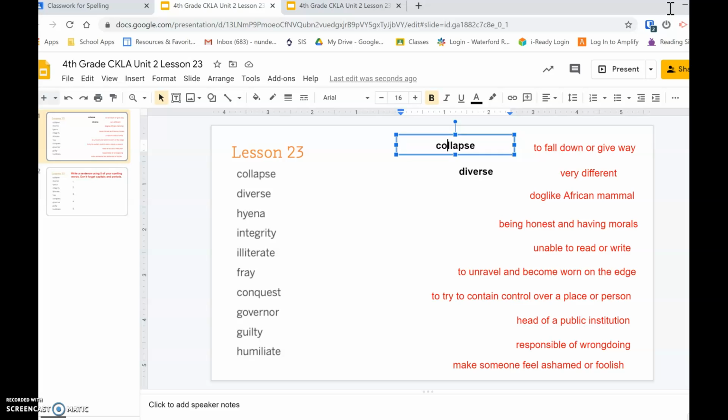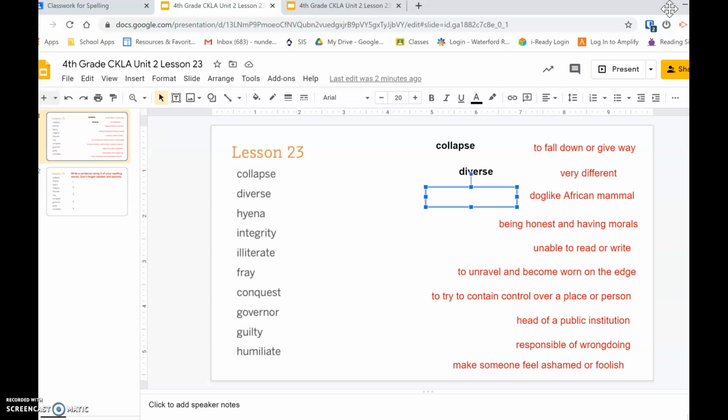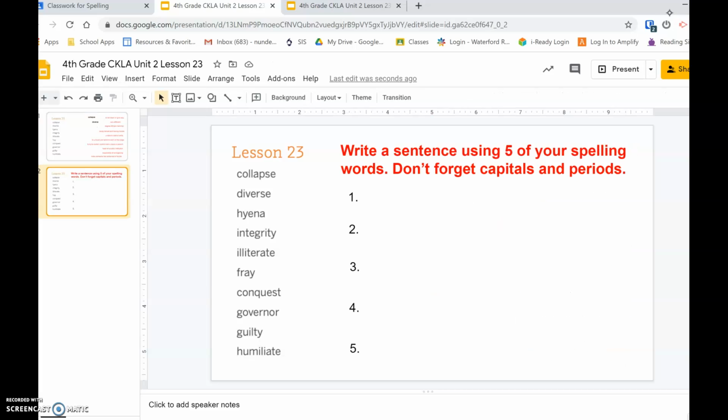Responsible for wrongdoing would be guilty. If you're guilty of something, you're responsible for wrongdoing. And to make someone feel ashamed or foolish, you'll humiliate. So these words over on the side under lesson 23 will be in the same order, but I'm going to switch the definitions around just to help you a little bit. As you're typing these words in these boxes, think about how we're practicing spelling them. So we said hyena was H-I-E, hyena. So think of those syllables as you're typing and practice spelling them, and then check it with this list after you practice on your own. It will help you do better on your spelling.